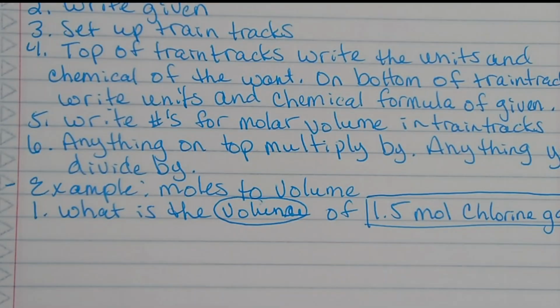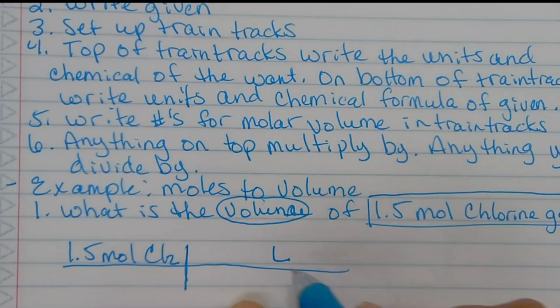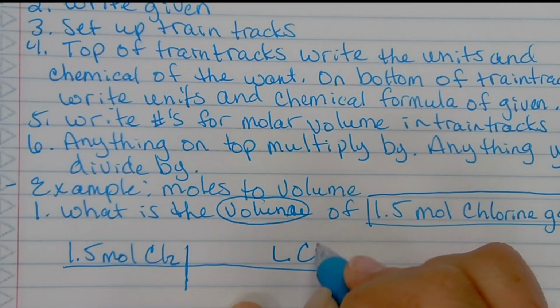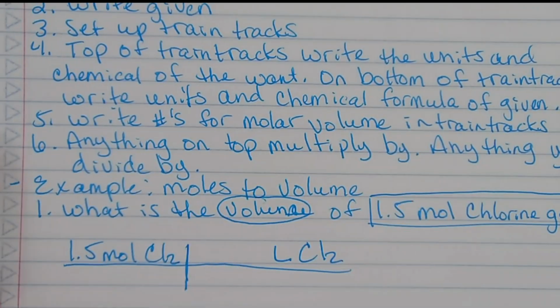So we're going to write our given, 1.5 moles Cl2. We're going to do our train tracks. The units of my want go on the top, so whatever I want. You told me the units of volume is liters. My formula that I'm converting from is chlorine gas, or Cl2. The units of my given go on the bottom.